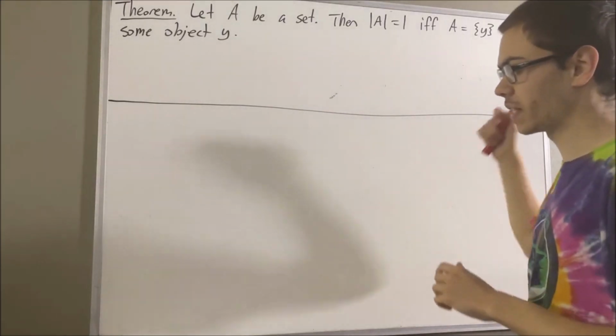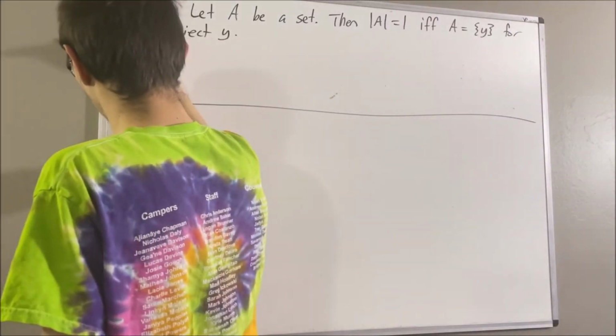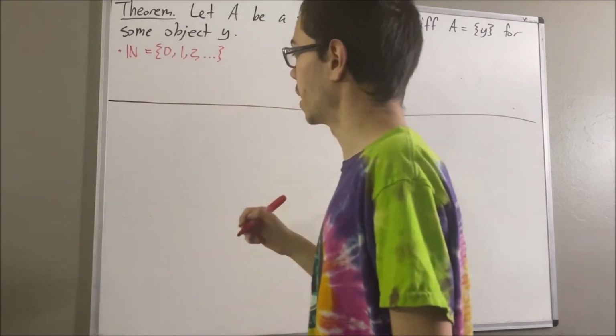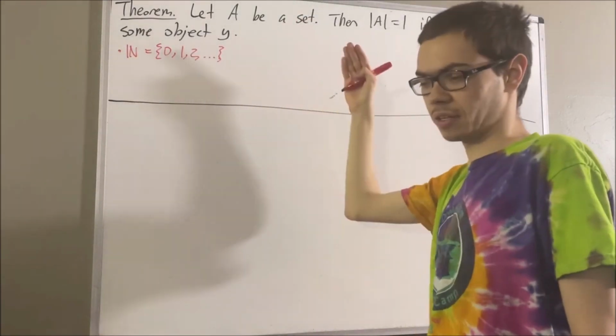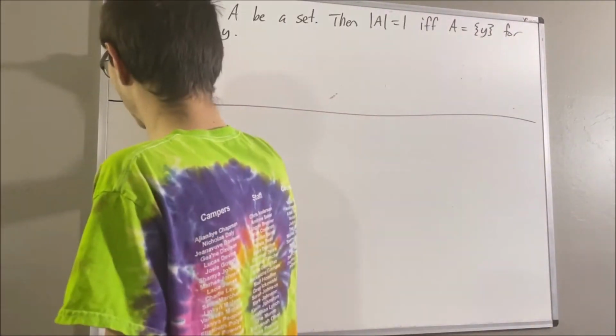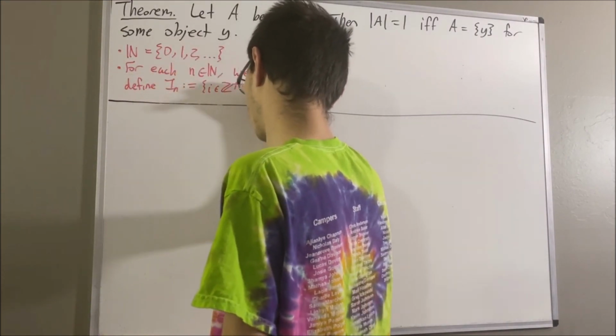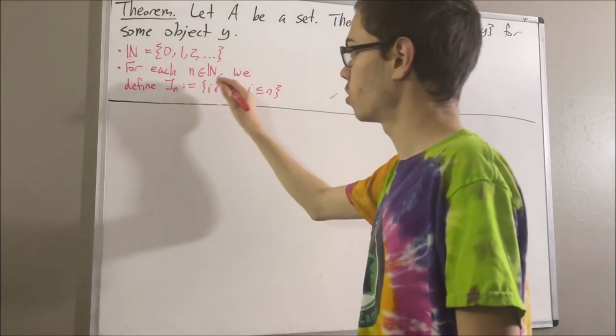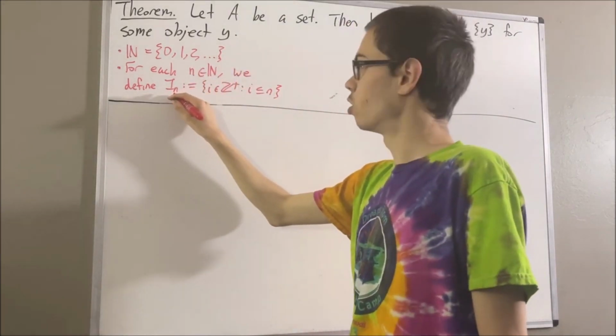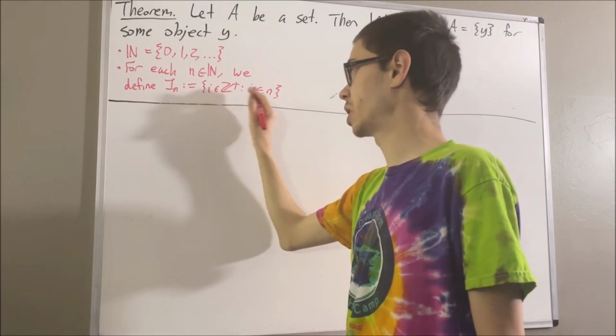To start, we're going to say that the natural numbers include 0. And we're going to say that for each natural number n, we define the following set. For each natural number n, we define the set I_n, which is the set of all positive integers less than or equal to n.